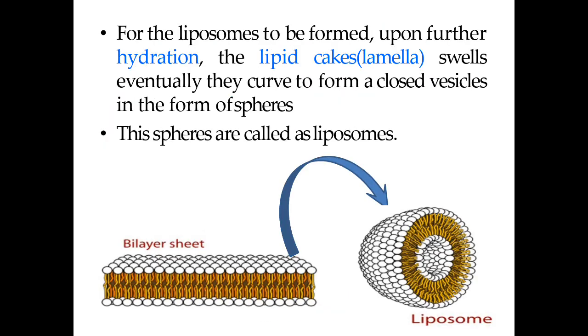Over the preparation of this bilayer sheet, when we expose this bilayer sheet to the hydration reaction, the bilayer sheet swells, and eventually it curves to form a closed vesicle in the form of spheres, and these spheres are called liposomes.